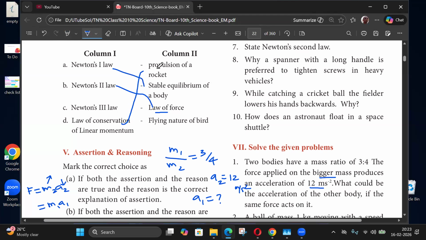Third law, propulsion, flying nature of bird. It's not clear. Flying nature of bird. It's okay, you can relate this one because the wing of the bird will push on the air, right? And the air will push the wing upwards. When the bird is flying, the bird will flap the wing, so the wing is pushing the air down. So the reaction is the air will push the wing upwards. So that's why it's staying above.